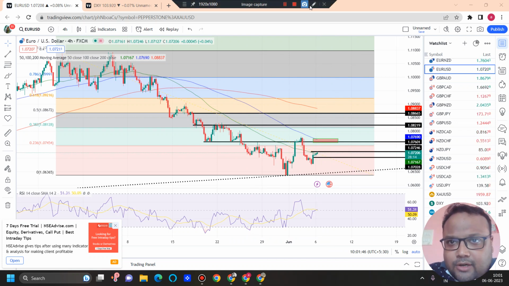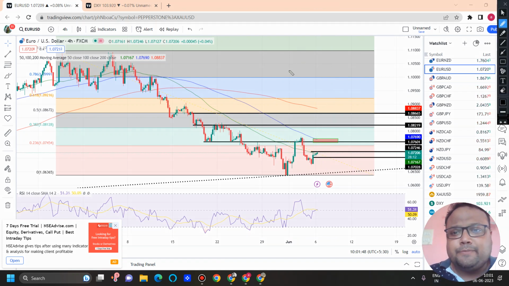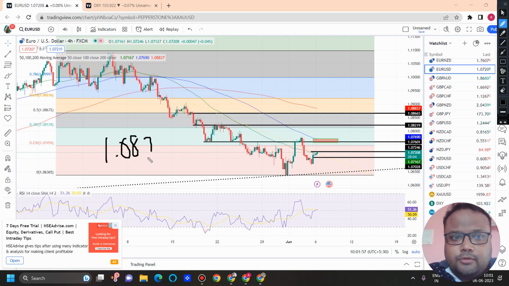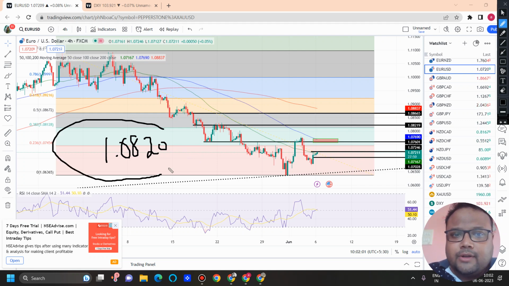The best resistance level where you can expect the market to have strong sellers present is, first of all, 1.0820 or 1.08225. Around this level we can expect the market to face some selling pressure because of previous price rejection around this area.